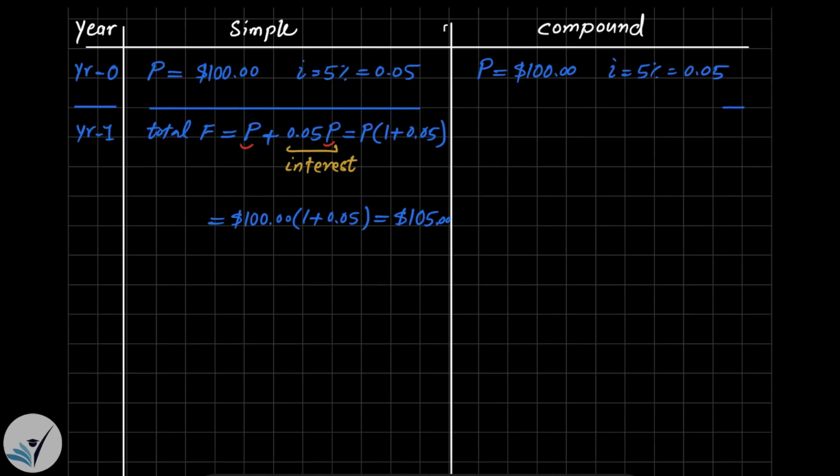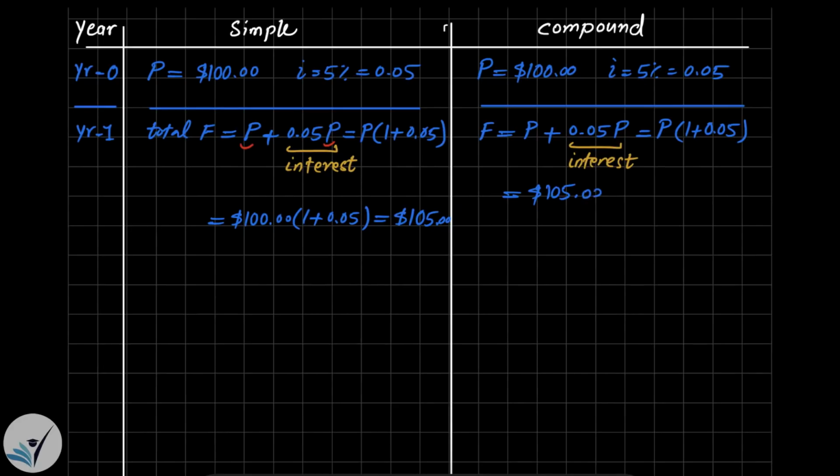So in case of compound interest, the total money F would be the principal plus the interest, which is again 5% of the principal. So the interest is the same, and if you simplify this expression, you're going to get P open parenthesis 1 plus 0.05 close parenthesis. And for the $100 principal, you're going to get 105 at the end of the first year. So as you can see, at the end of first year, the total money is the same in both cases.